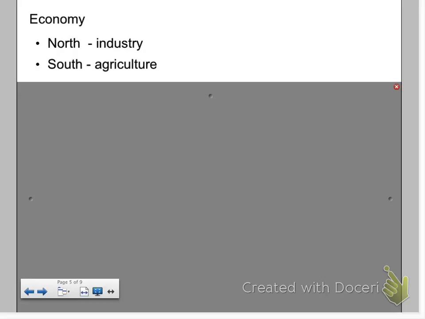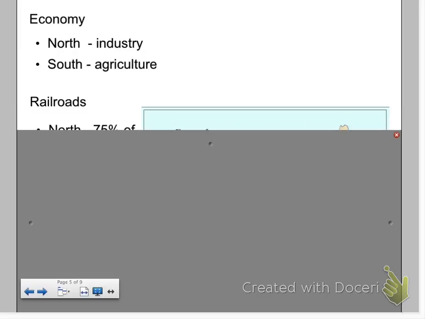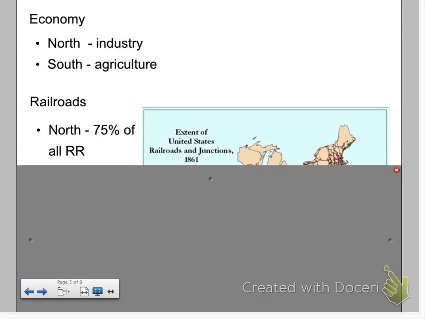All right. Kind of going with economy is railroads in the North. They have a lot of things they're making in their factories. Throw them on a railroad train, ship them out. Same in the South. You can use it, but they used them a lot more in the North. Because in the North, 75% of all the railroads in the entire country were in the North.